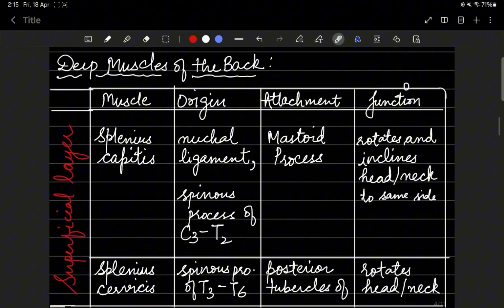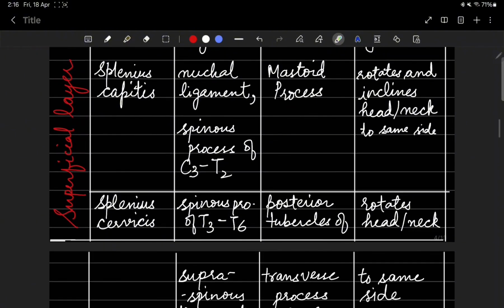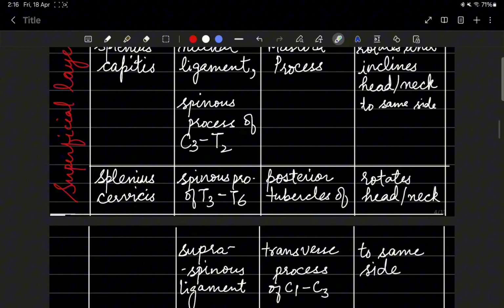Moving ahead, we have the deep muscles of the back. Deep muscles of the back are also divided into three parts: the superficial layer, intermediate layer, and the deep layer. First of all, in the superficial layer, we have the splenius capitis muscle, which originates from the nuchal ligament and the spinous process of C3 to T2 vertebrae, and gets attached to the mastoid process present on the temporal bone. Its action is to rotate and incline the head and neck to the same side.